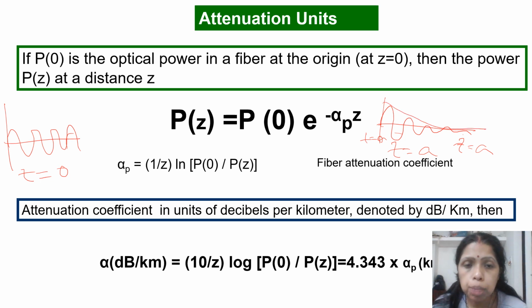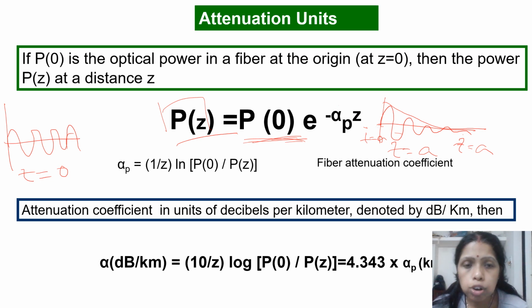So P(z) is the power at the other side of the optical fiber at distance z, the maximum power at the z distance. P naught is the maximum power at the input side, how much power is launched inside the fiber. It is exponentially varying: P(z) = P naught e to the power minus alpha p z. Alpha is the coefficient, and along the length z it is decreasing. That's why alpha p and z are multiplied, right?